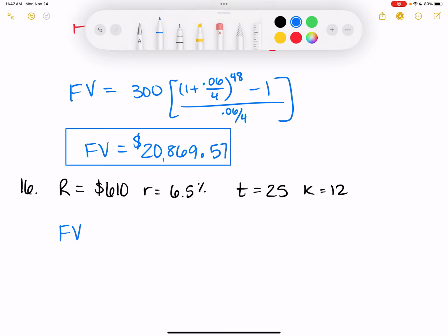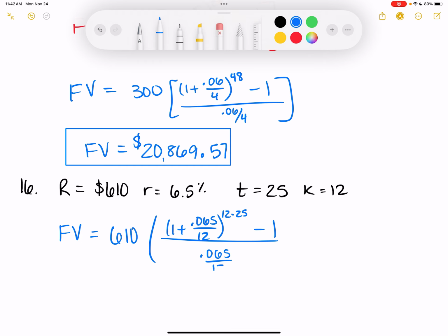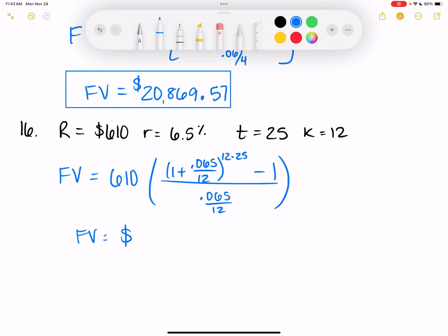All right, so 610 times, on the top of your fraction, 1 plus 0.065 over 12 raised to the 12 times 25, minus 1, over 0.065 over 12. I got 456,790.28. Oh my gosh.